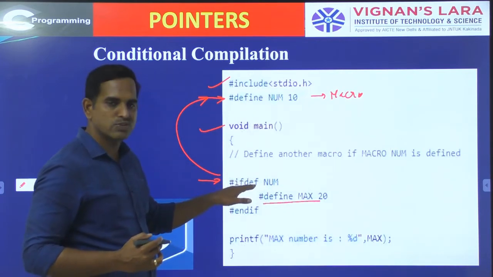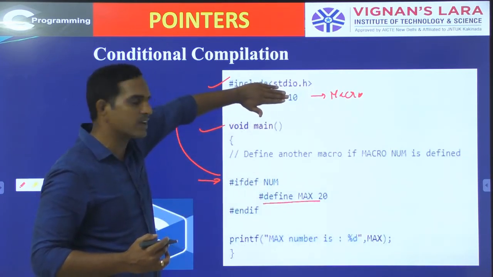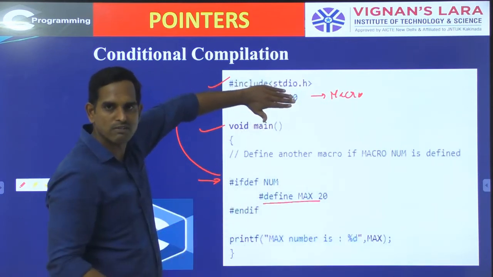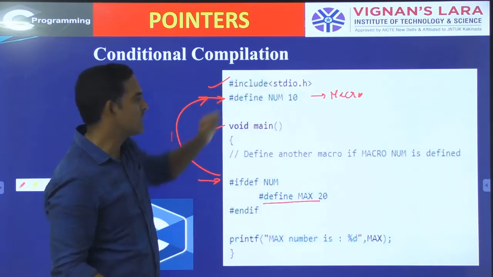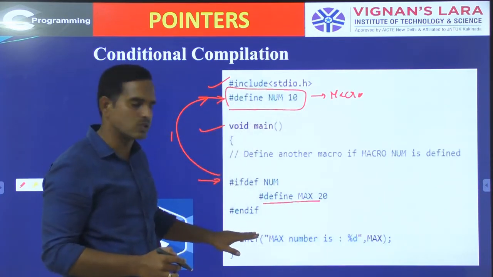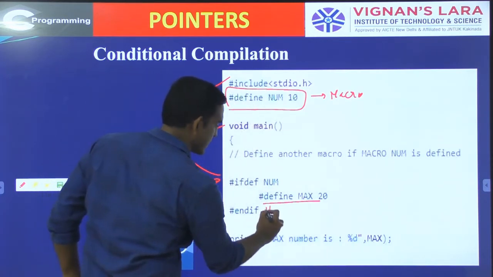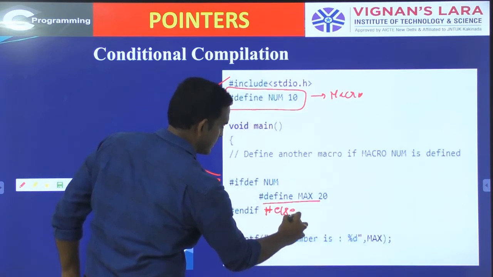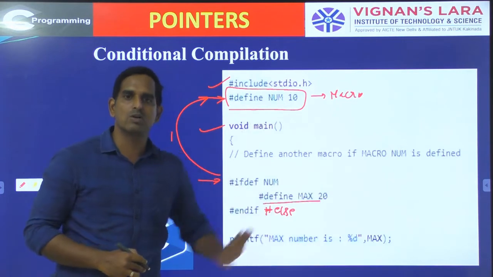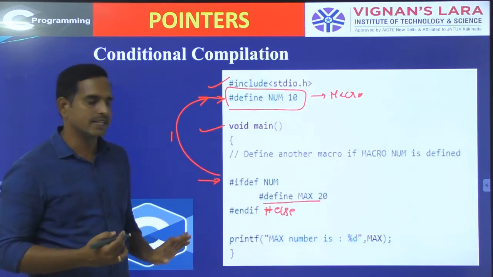Okay, if this is false, that is, there is no definition for NUM, then the else block, if there is an else block, will be executed. That is, you can write else like this, #else, and a separate code, #define MAX 30. You can write in that manner.